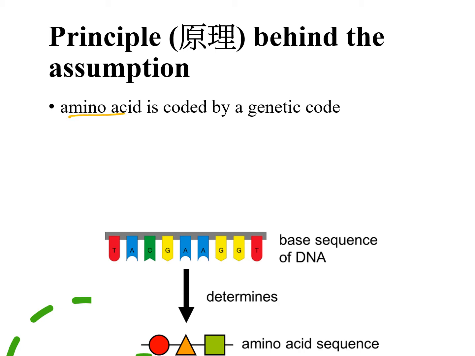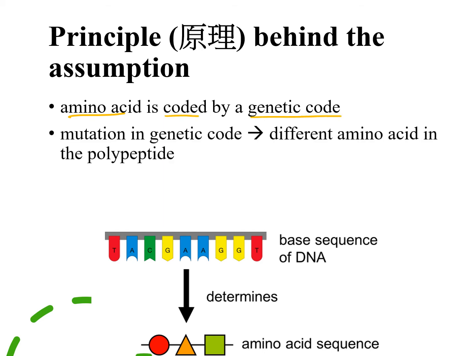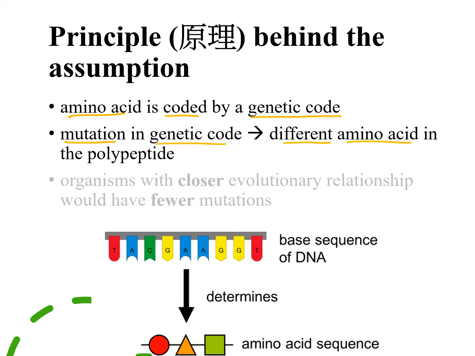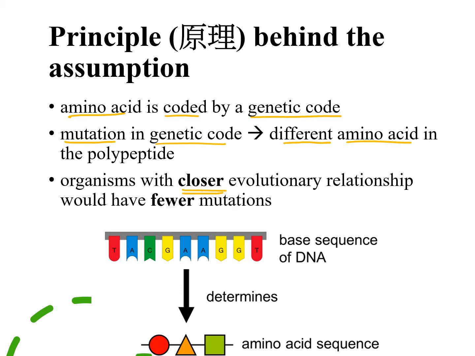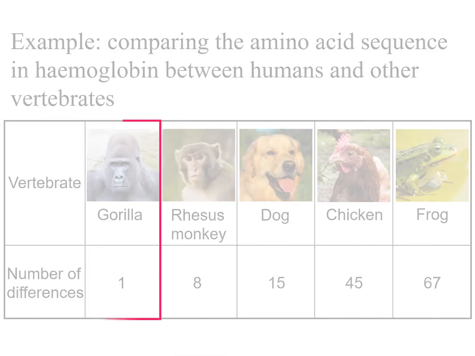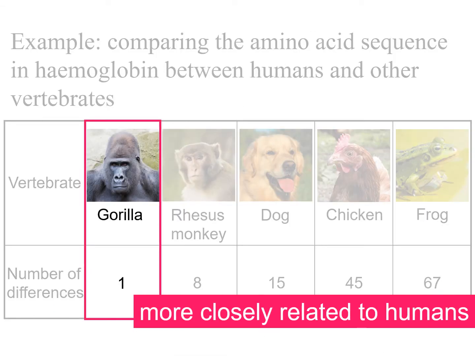We know that amino acid is coded by genetic code. So if you have mutation in the genetic code, that means you have different amino acids in the polypeptide. The organisms with a closer evolutionary relationship or phylogenetic relationship should have fewer mutations in their body. Since the amino acid sequence difference in gorilla is just one compared with human, so gorilla is more closely related to human in the evolutionary relationship, or you can say the phylogenetic relationship.